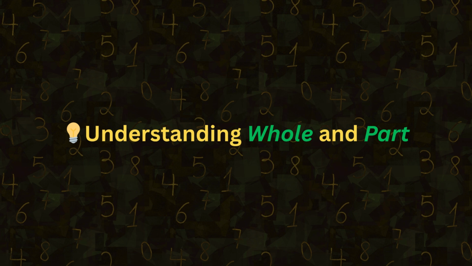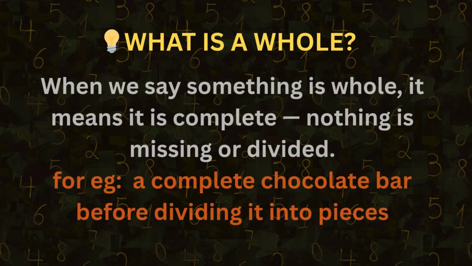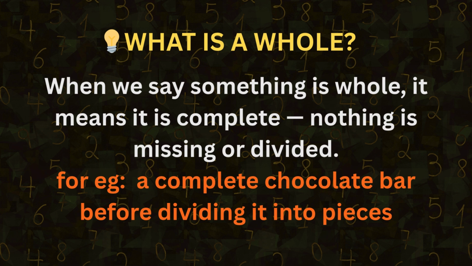Understanding whole and part. Let us understand what is a whole. When we say something is whole, it means it is complete. Nothing is missing or divided. For an example, a complete chocolate bar before dividing it into pieces, or a whole pizza before cutting it into slices.